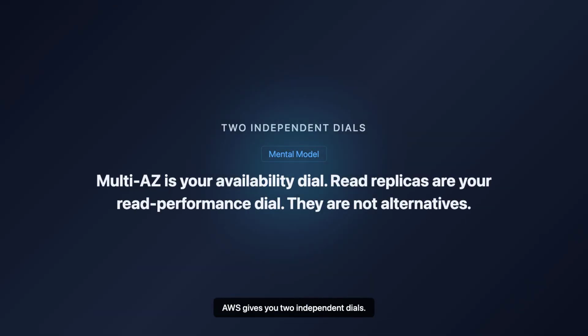Amazon Web Services gives you 2 independent dials. Multi-AZ is the availability dial. It decides how quickly you recover when a zone fails. Read replicas are the read performance dial. They decide how much read traffic you can serve. These are not 2 options you pick between. They're 2 separate controls, and a serious design turns both.